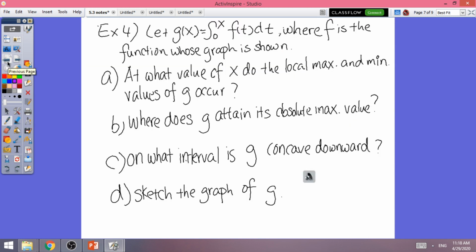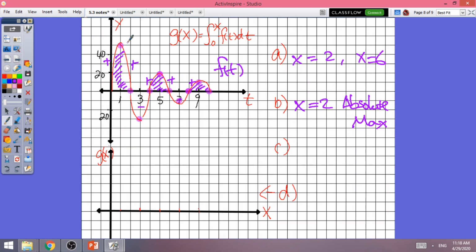On what interval is G concave downward? This one is a little bit interesting. Concave downward means we need to find the concavity. Again, keep in mind the graph is given as the first derivative. In order to find the second derivative, you want to find the increasing and decreasing intervals. If it's concave downward, the derivative will be negative. As you can see, from 1 to 3, what happened to the curve? It's all decreasing. And from 5 to 7, it's also decreasing. And from 9 to 10, it's also decreasing.